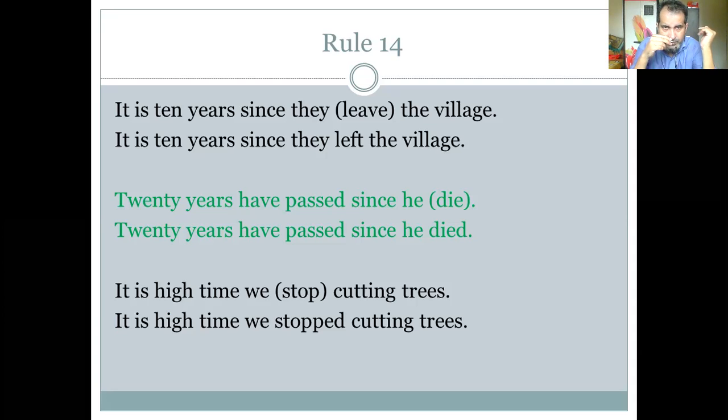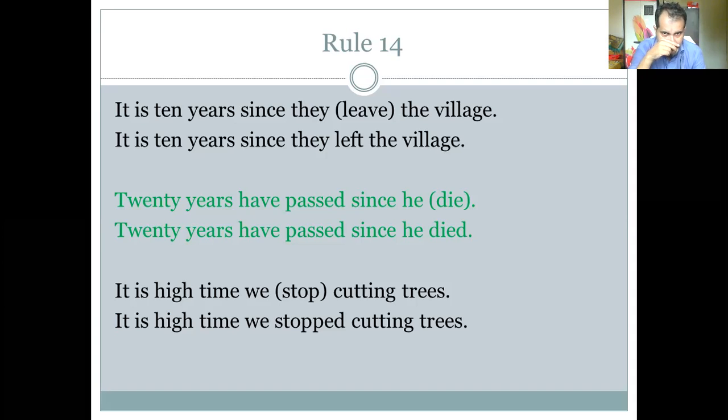Again, another example. 20 years have passed since he died. That means he died 20 years ago. He died in the year 2000, and now it is 2020. So if you get such sentence patterns, you can use past indefinite tense. 20 years have passed since he died.